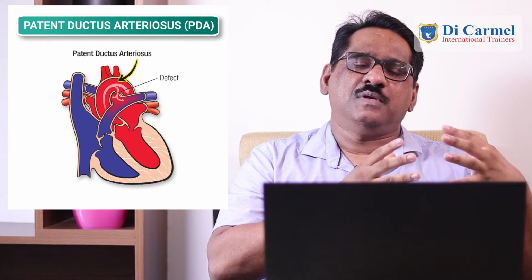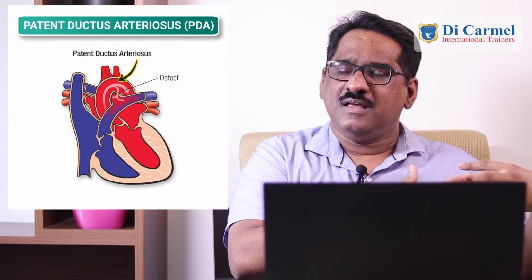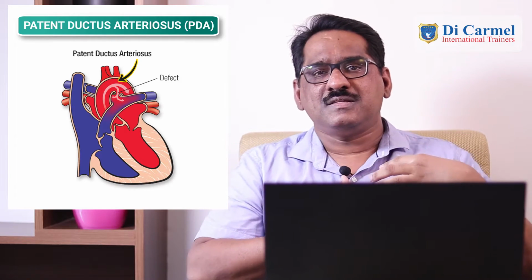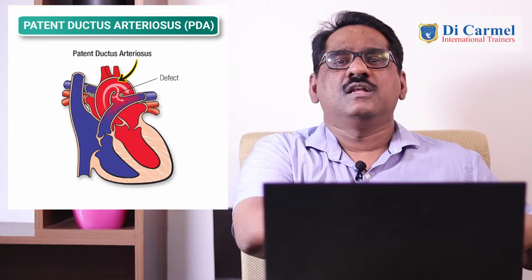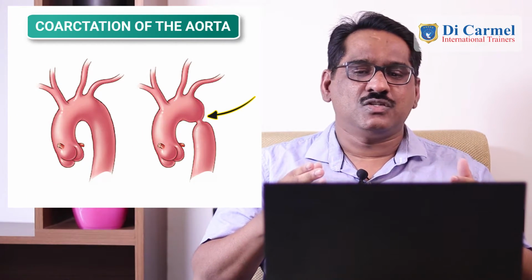And what is happening in PDA? As we heard, the pressure in the left side and in the aortic circulation is more than the right side. So the blood that is flowing through the aorta can now flow back into the pulmonary circulation. The pulmonary circulation is just leading into the lungs. So the oxygenated blood that is getting pumped out via the aorta gets pumped back into the lungs, causing pulmonary congestion.